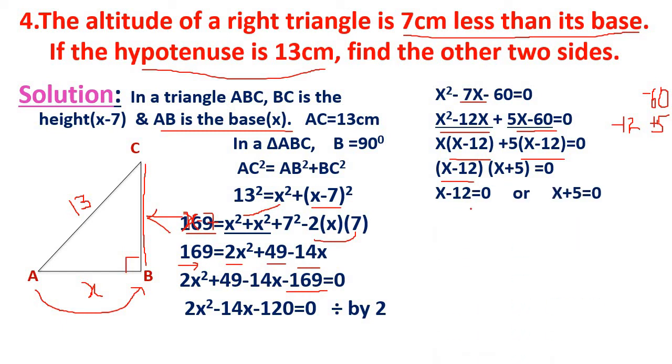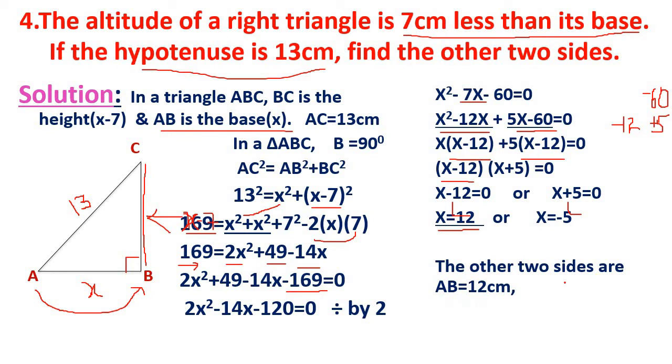Therefore we can write x minus 12 is equal to 0, x plus 5 is equal to 0. Transpose minus 12 and plus 5 to the RHS. So it becomes x is equal to plus 12, x is equal to minus 5. Here we take the positive value because the height cannot be negative. Therefore the other two sides are AB is equal to x, which is equal to 12 centimeter, and BC is equal to x minus 7, so BC is 12 minus 7, which is 5 centimeter.